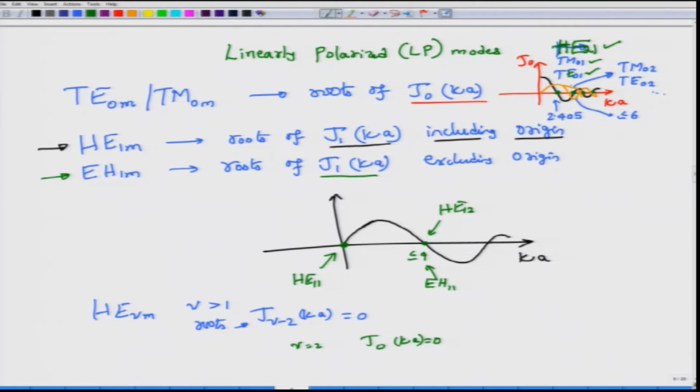Okay. Then the next root will be at around 4, at which point you will have 2 modes which are HE12 and EH11. Okay. Then you will have modes which are, say, HE22, then you have TM02, you have TE02, and at this same HE12 mode you will have EH11 mode, and you will also have HE31 modes. Okay. Because for nu equal to 3, this would be the root of J1 kappa A equal to 0, the second root, and therefore this would be HE31 mode as well.